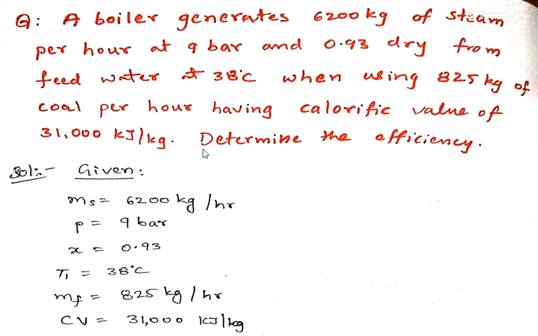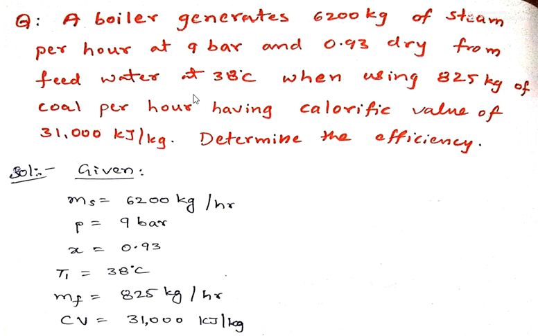Determine the efficiency. Now here if you see the given data, mass of the steam generated per hour is given. Let us take it as ms, 6200 kg per hour, and it is generated at the pressure of 9 bar. So this small p is 9 bar, and the dryness fraction is given as 0.93. Let us take the steam forming as the second condition, so we can take it as P2 or X2, and the water condition as the first condition.